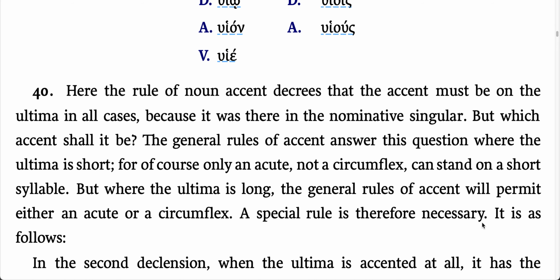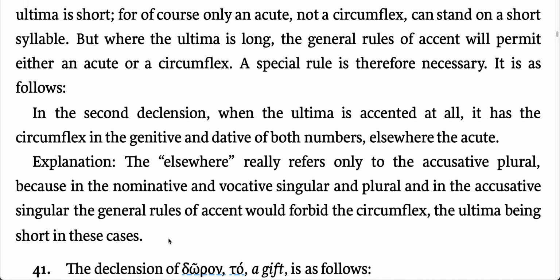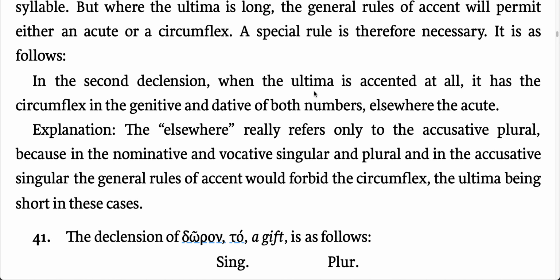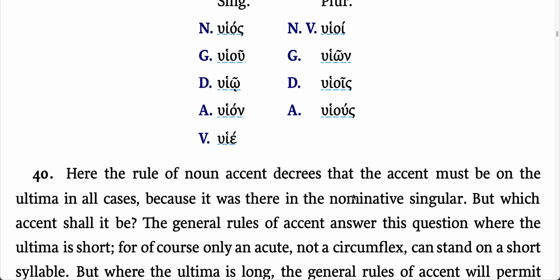So a special rule is therefore necessary, as follows. In the second declension, when the ultima is accented at all, it has the circumflex in the genitive and dative of both numbers, elsewhere the acute. So the elsewhere really refers only to the accusative plural, because in the nominative and the vocative singular and plural, and in the accusative singular, the general rules of accent would forbid the circumflex, the ultima being short in these cases. So this goes back to the rules of accents.